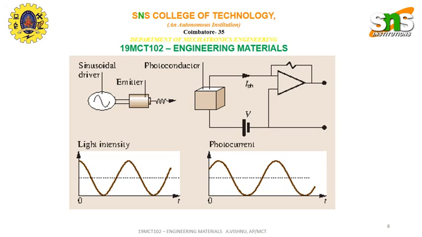And the diagram of the photoconductivity is shown here, where the emitter emits the signal and the photoconductor receives and amplifies the emitted signal in a perfect manner, as I have shown the light intensity emitted from the emitter and the current generated from the photoconductor.